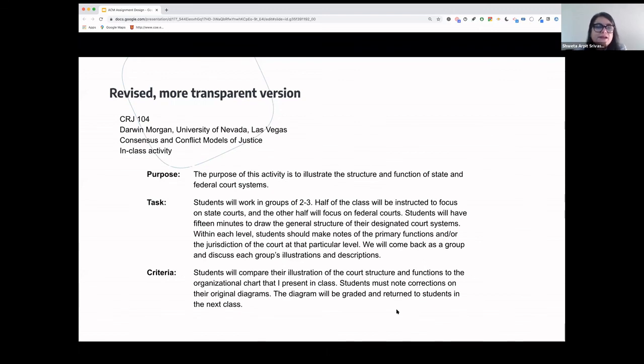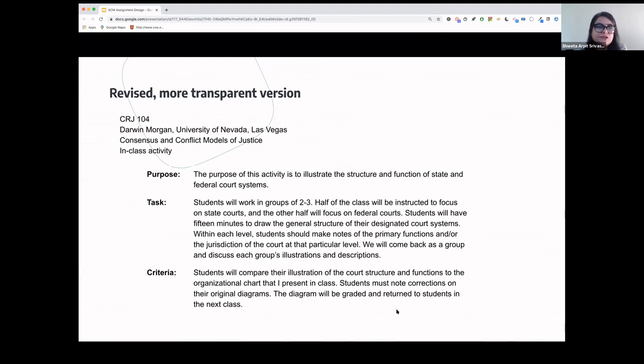So here it says the purpose of this activity is to illustrate the structure and foundation and function of state and federal court systems. And the task is giving steps in terms of we need groups. Groups should be of 2 to 3 students. Half of the class needs to do this. The other half needs to do the other task. And how much time the students will have to draw the general structure, what we will do when we come back as a group, and what will students do then?